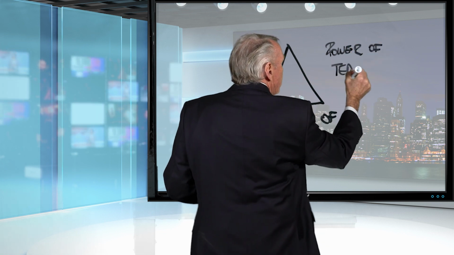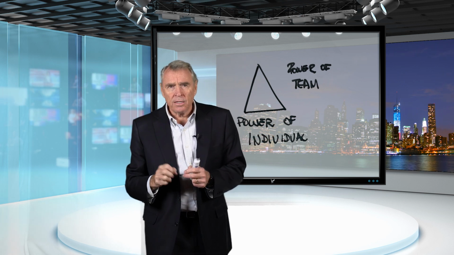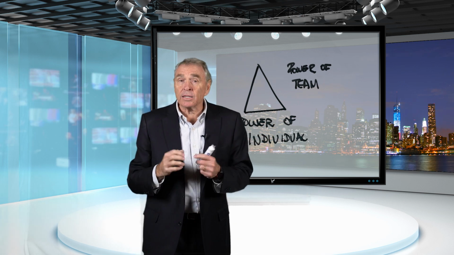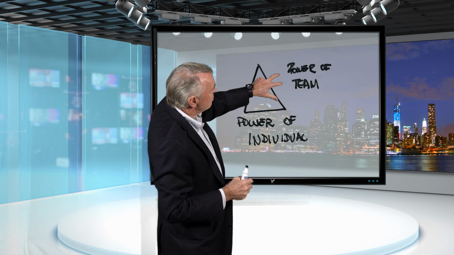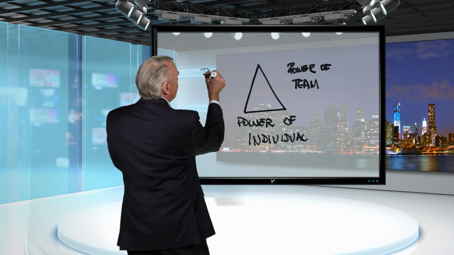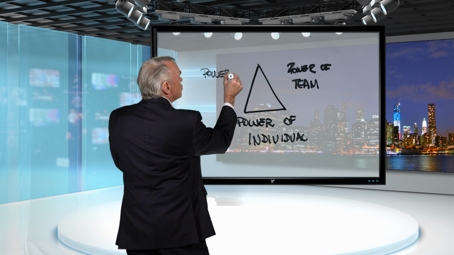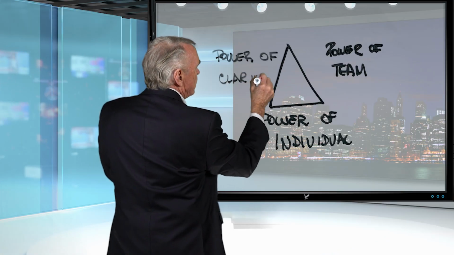So we want to be sure that the individual has the resources that they need, that they have the level of empowerment and clarity that they need in terms of their decision-making authority, but we also need to make sure that they have the right team around them, the right folks to help them. And then the third is the power of clarity. We want to make sure that they're absolutely clear on what it is that they need to do.